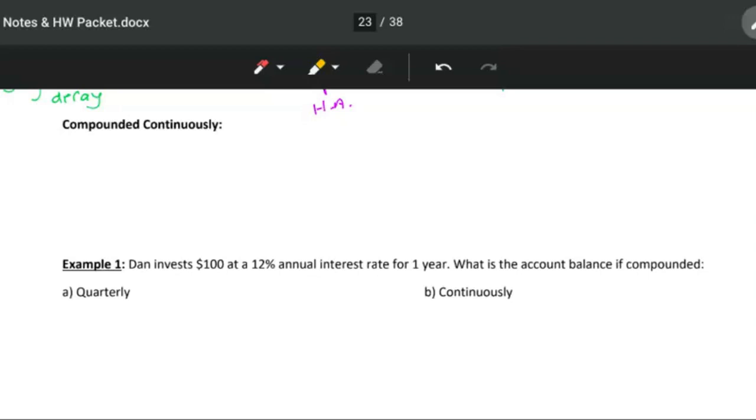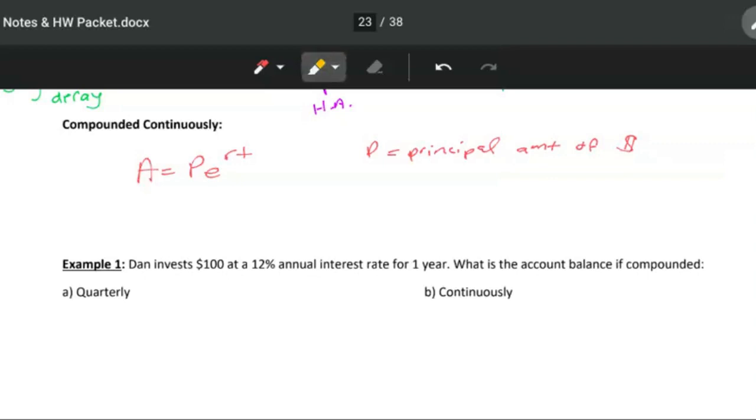There's a special formula for it. It's called A equals PERT. So the P comes first, times the number e, raised to the rt power. Let's talk about what all these letters are. P stands for the principal amount of money, or in other words, your initial investment. So if you're initially investing $1,000 in a bank account, that would be the initial amount of money.